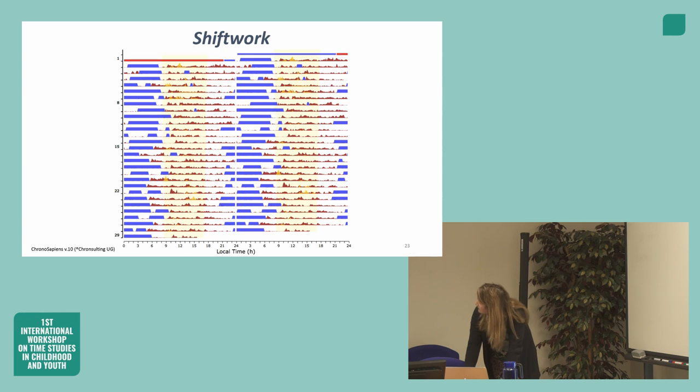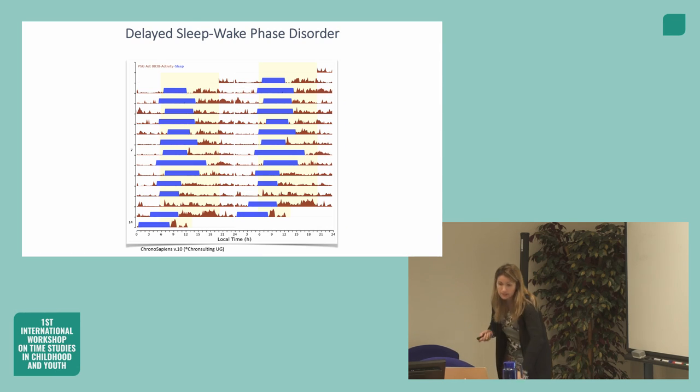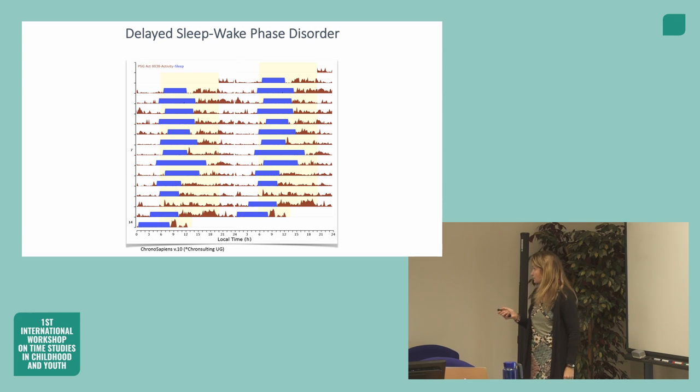So here is another example of shift work. You can see that you have bunches of sleep during the day because they try to do some naps in order to compensate, because during the night they can't sleep all the time, so they do a nap usually. This is a delayed sleep-wake phase patient.